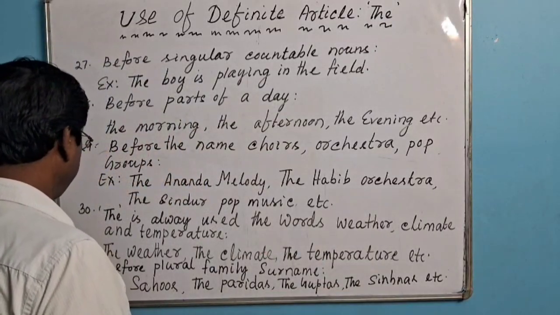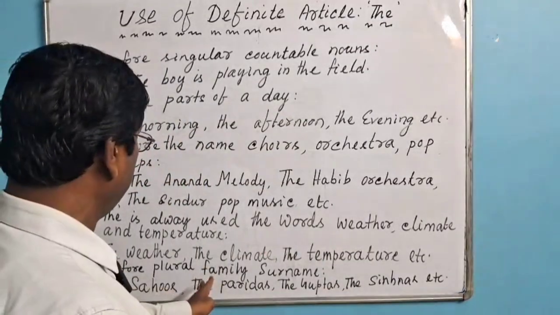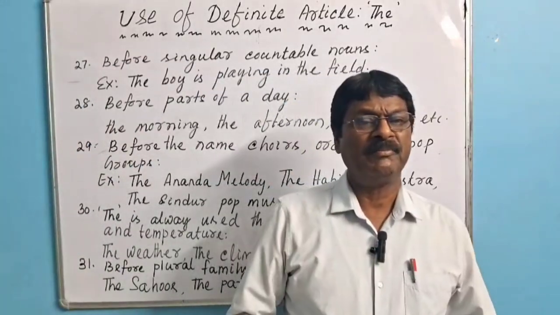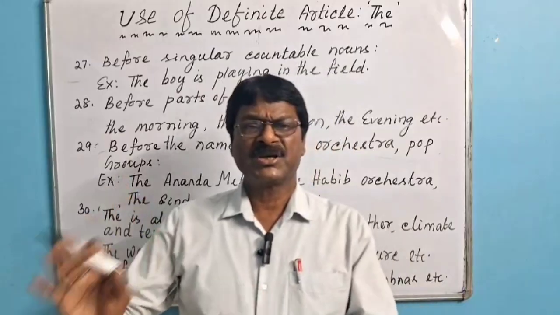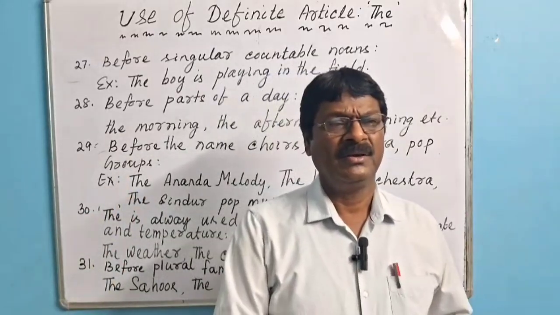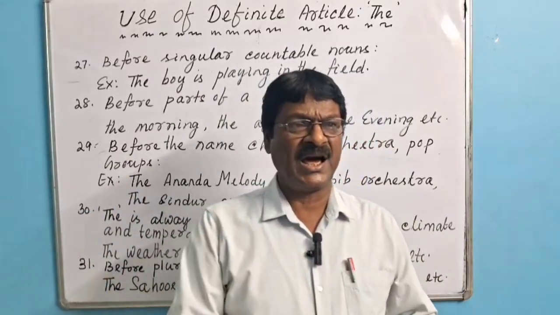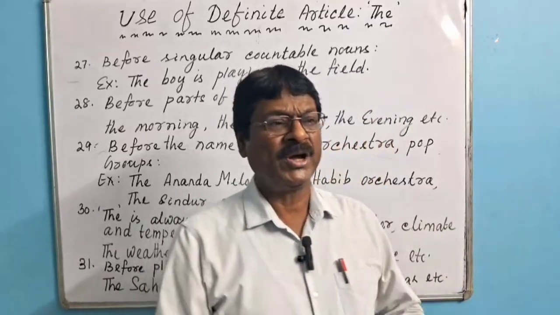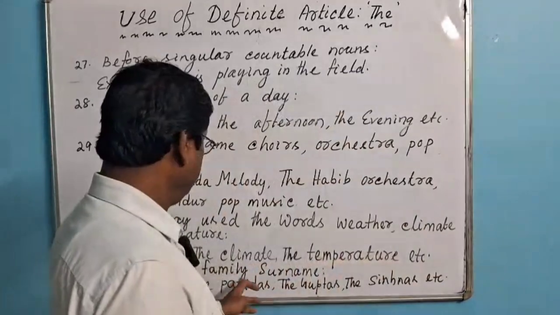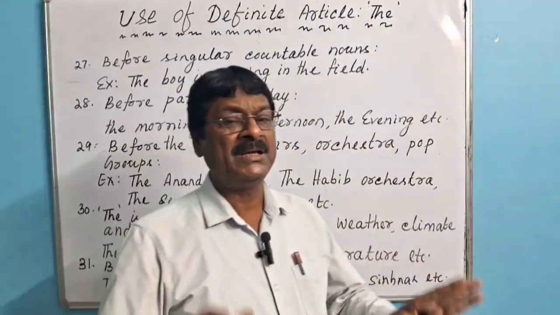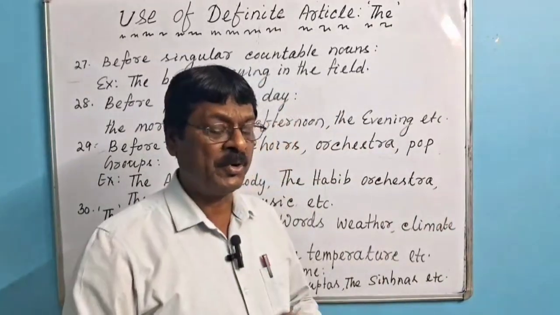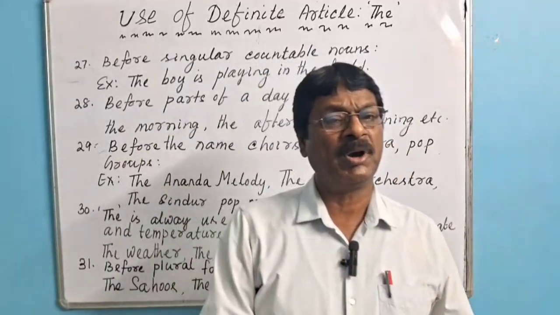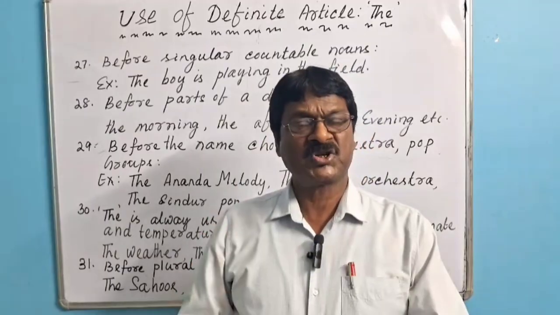Then point number 31. The is used before the plural family surname. Family surname means Sau, Parida, Mohanty or Misra, Gupta, Sinha, Mitra, etc. So whenever we talk about the family, plural family surname, the is used before them. And it refers, at that time, it means both husband and wife. The Saus means Mr. and Mrs.